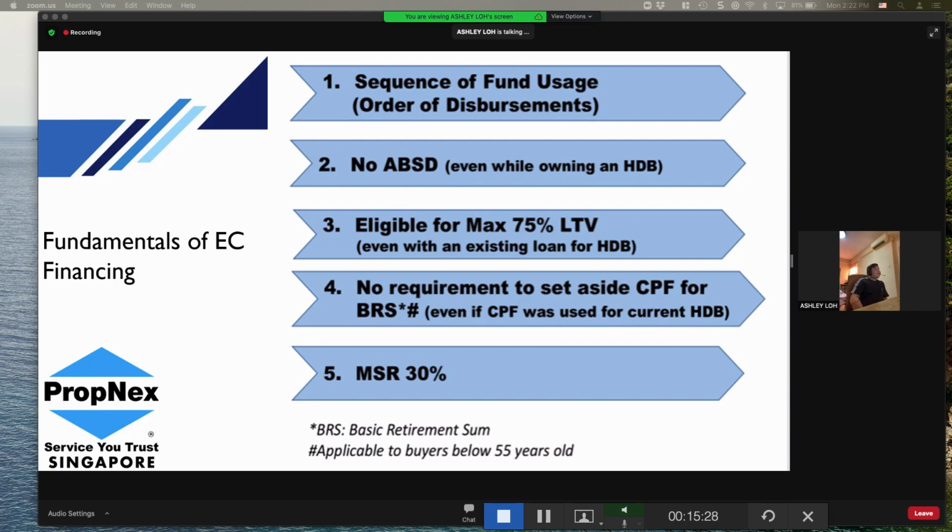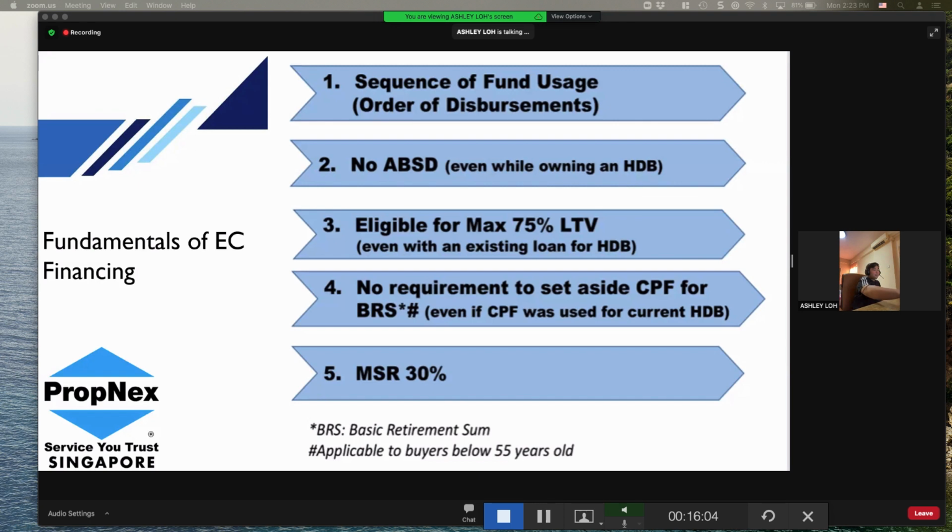Okay, but that normally applies if you're buying a private property for your second. Because you're going government to government housing, there will not be any requirement to set aside any basic retirement sum. You are still allowed to maximize your OA for it. And of course, the one that I always emphasize on, point number 5, is that we are subjected to mortgage servicing ratio. So there will be a slight difference in terms of calculations like pledging, unpledging, etc. The pledging and unpledging amount for EC and private are all different. It works differently, which I will go through later.